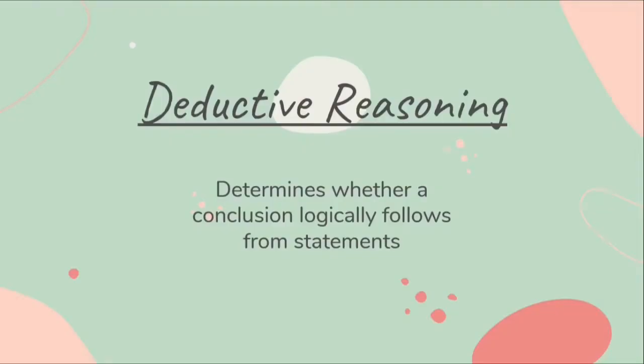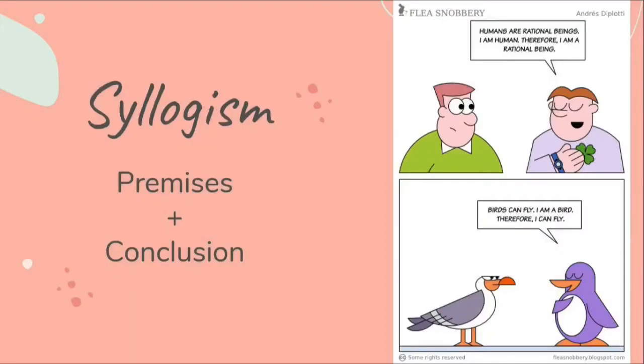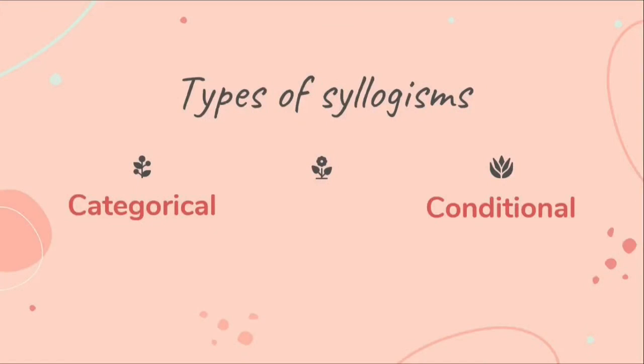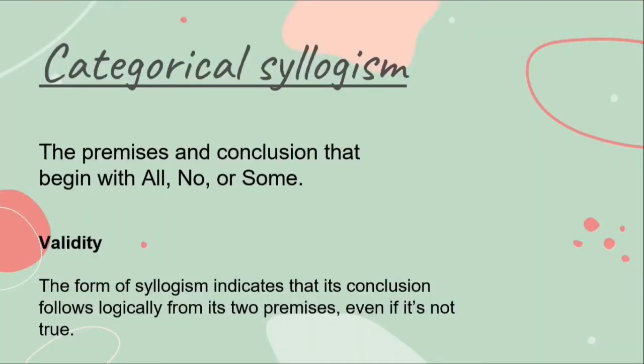Now, let's move on to deductive reasoning. Deductive reasoning determines whether a conclusion logically follows from statements. Its basic form is the syllogism, consisting of two broad statements, which we call premises, followed by another statement called the conclusion. There are two types of syllogism, categorical and conditional. In categorical syllogisms, the premises and conclusions begin with all, no, or some.